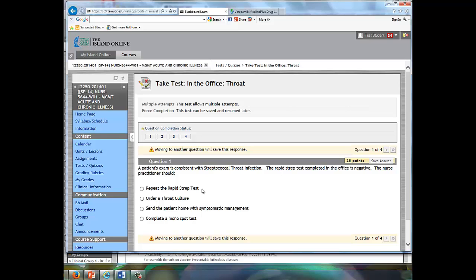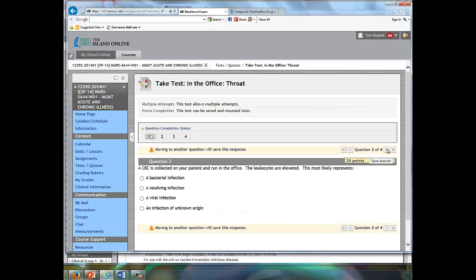Well, maybe, but remember those key diagnostic things for mono are the 3 F's, and I got that from a good teacher: pharyngitis, fever, and fatigue, plus an L, lymphadenopathy. But if your patient's exam is consistent with streptococcal throat infection, then you probably wouldn't want to do a mono spot test right now. You could, but the next best thing is to order a throat culture.